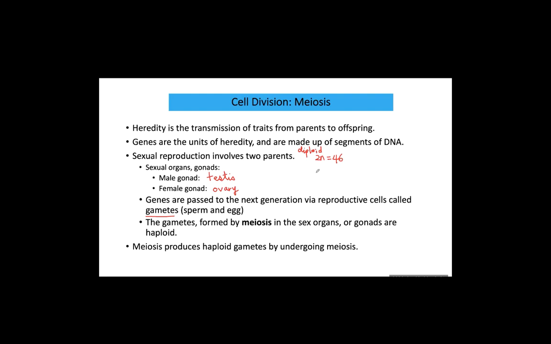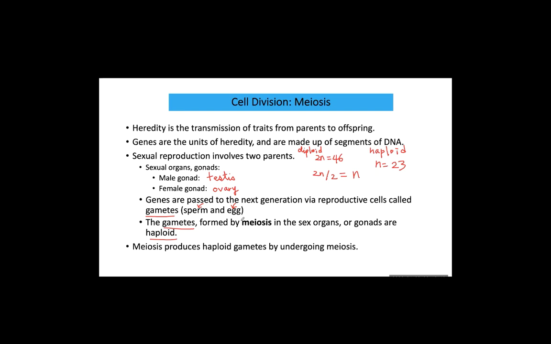Then if you divide 2n by 2, you get n, single n. We call this what? Haploid. Half of diploid. So in the case of a human, 2n is 46. Therefore, n equals 46 divided by 2, which is 23. A gamete, sperm and egg, have how many chromosomes? Haploid. So there are 23 chromosomes in the sperm, and 23 chromosomes in the egg, the oocyte. Oocyte and egg are the same cell.